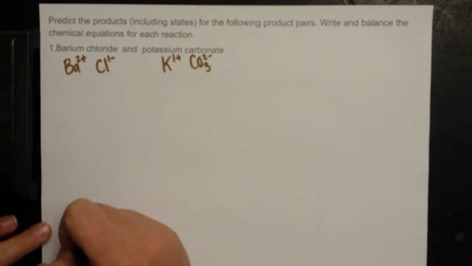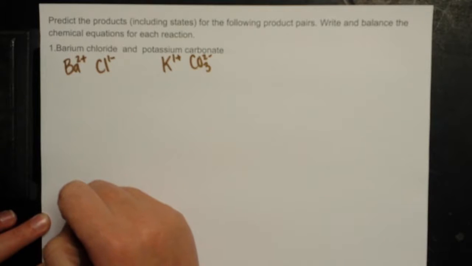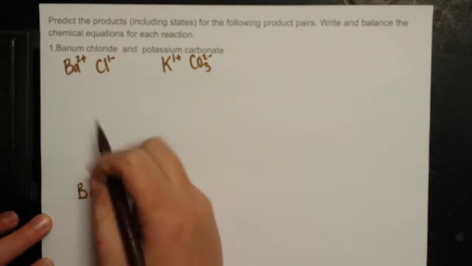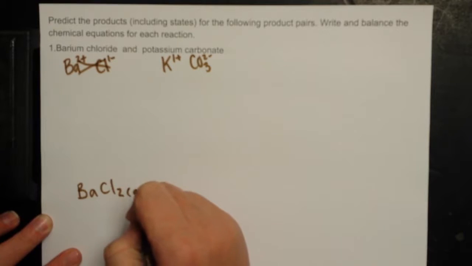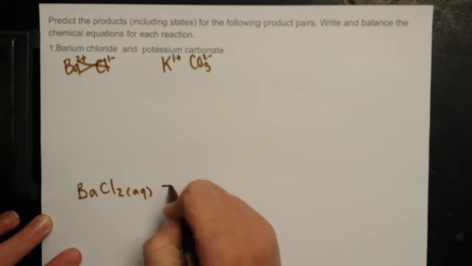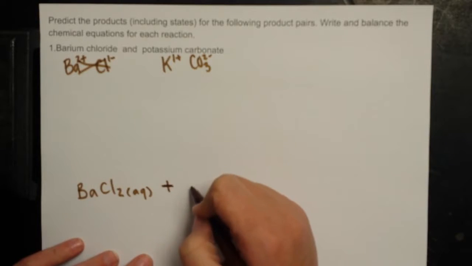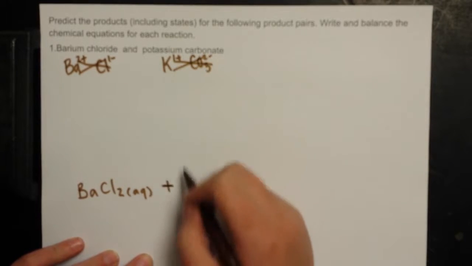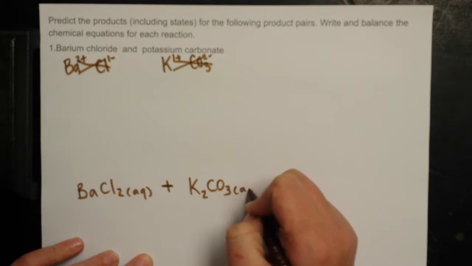Okay, you might come down here to the bottom to go ahead and write out your reactants. So you've got Ba, and if you swap and drop, that's going to be Cl2. We're going to put it aqueous. We're going to react it with potassium carbonate. So if you swap and drop, you're going to get K2CO3.